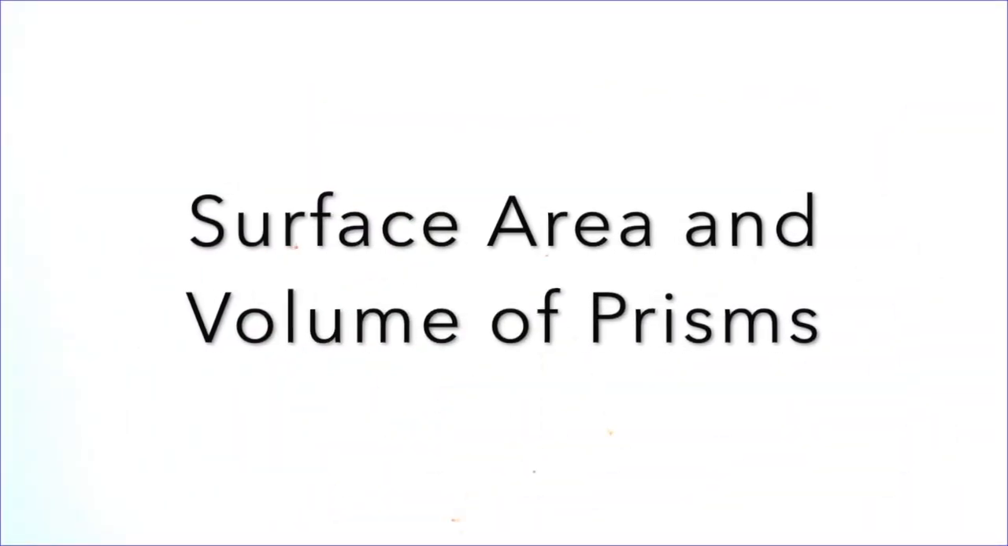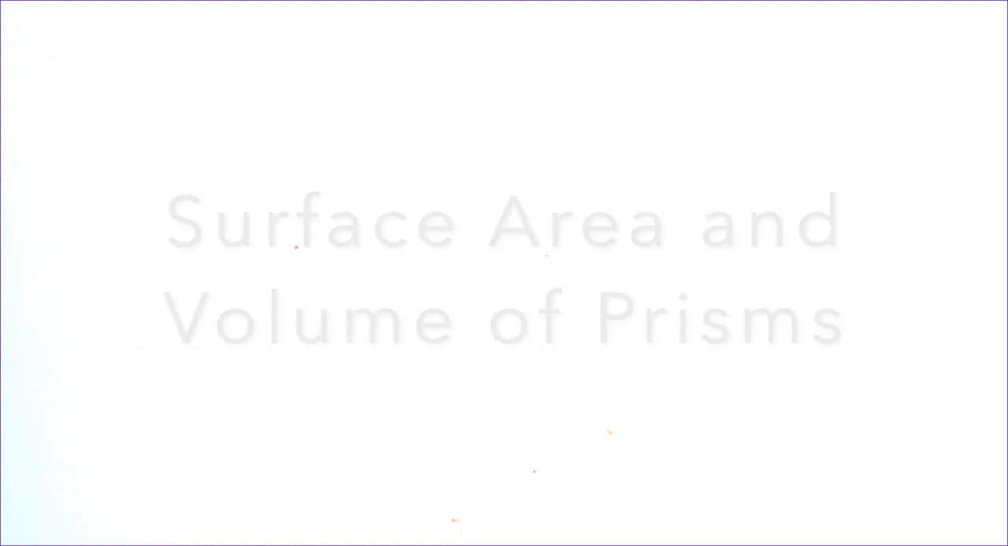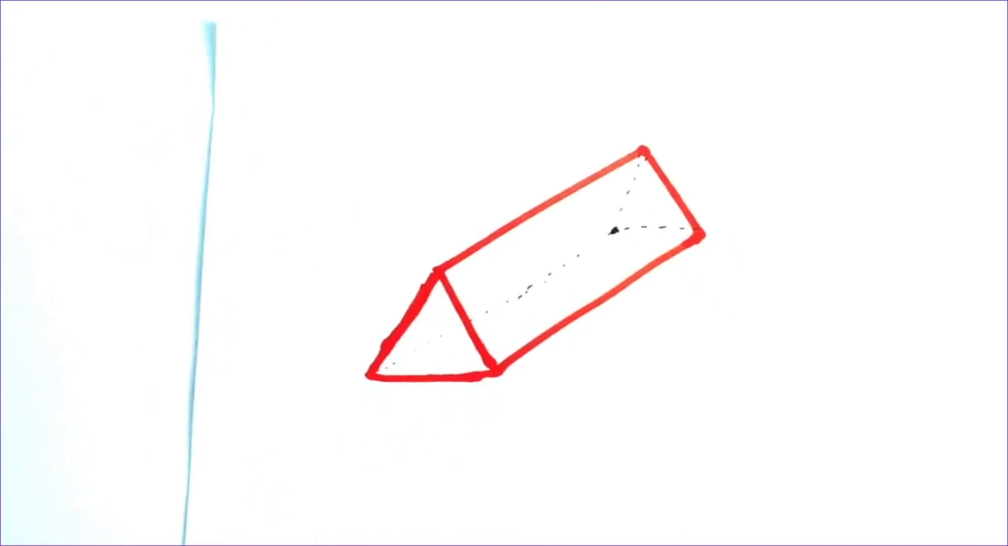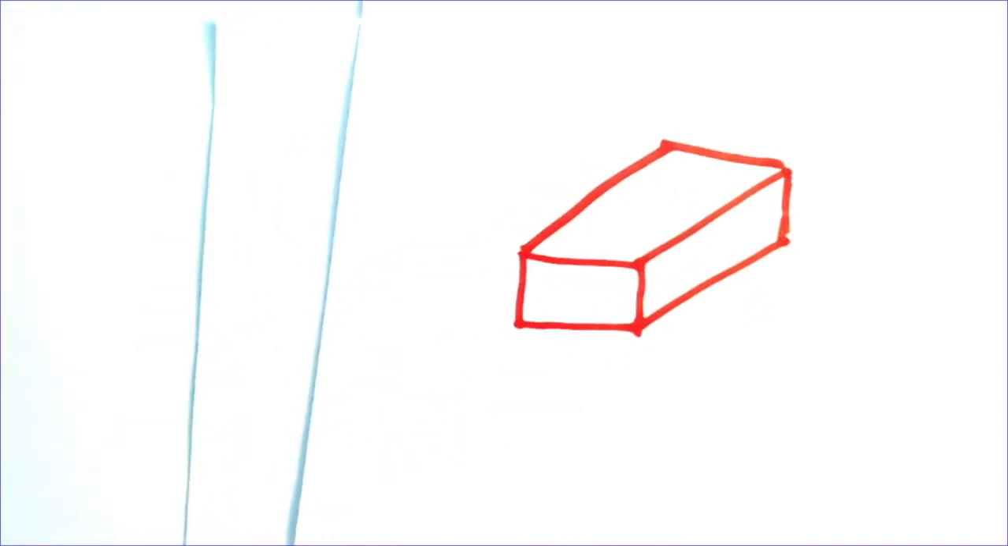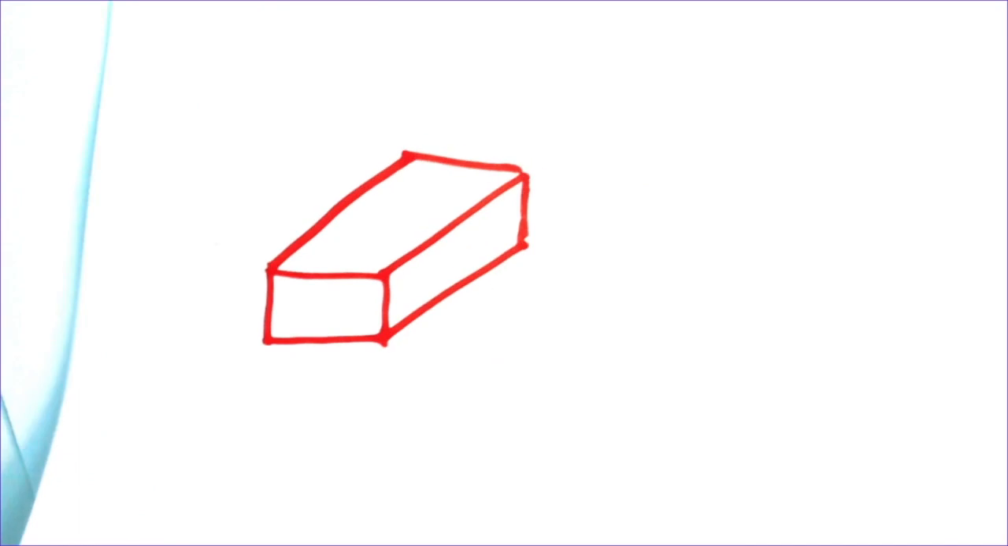Today we're going to be finding the surface area and volume of prisms. Specifically, triangular prisms and rectangular prisms. And a prism is just a block. It's a building block. It's either a triangular one, a rectangular one, an octagon, or something like that.